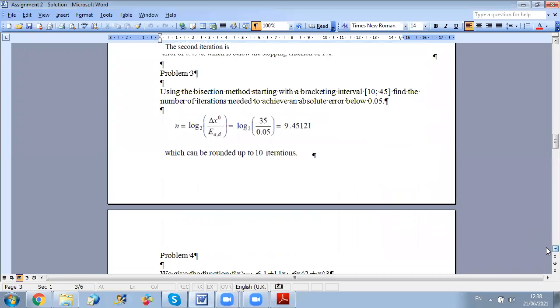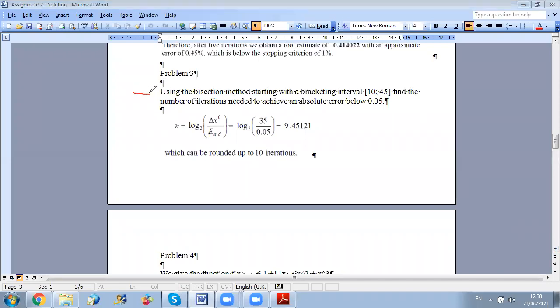Now, in problem 3, using the bisection method, starting with a bracketing interval from 10 to 45, find the number of iterations needed to achieve an absolute error below 0.05. Again, read well the given to know what you should apply. A lot of you asked me, you didn't give us the function, because you don't need it. Here you just need the initial interval, and you need the absolute error you want to achieve.